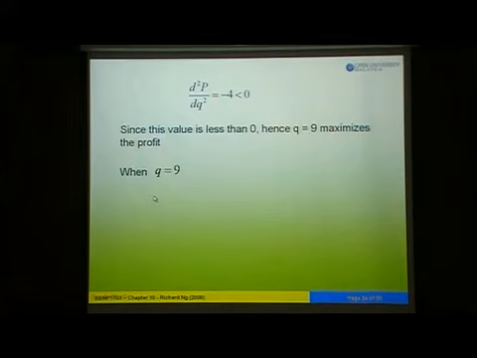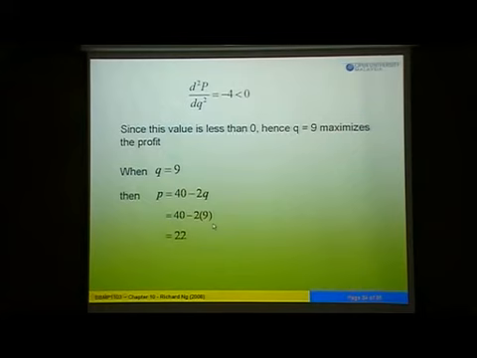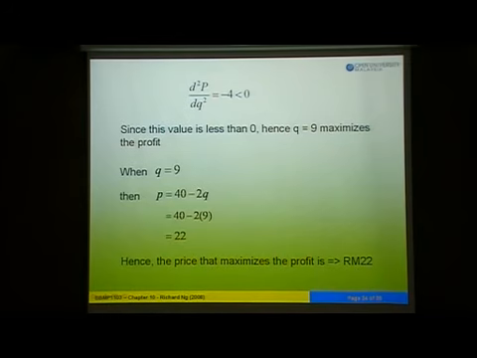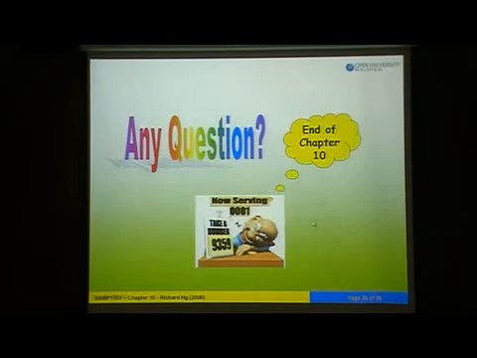Okay? So when Q equals 9, now substitute into the price function or the demand function. So we will get P equals 40 minus 2 times 9. So from here we will get 22. So therefore the price that maximizes the profit is 22 ringgit. Okay, so with that we have completed chapter 10.